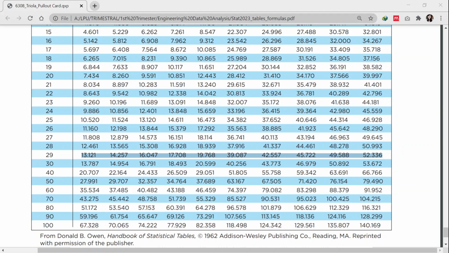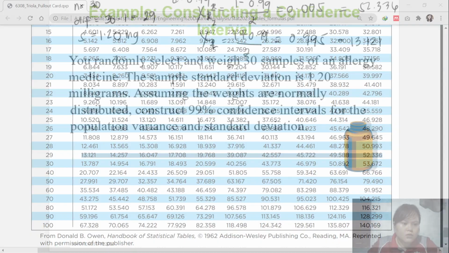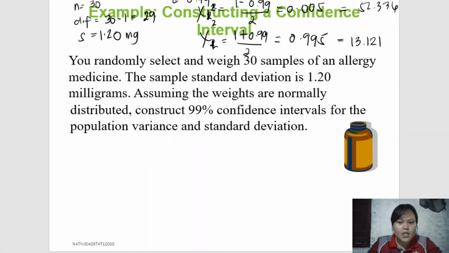I'll get you back to our solution. There, I've put it up here so we're guided and we don't keep going back to our file. Okay, so since we now know the values, we can compute our confidence interval for the variance.